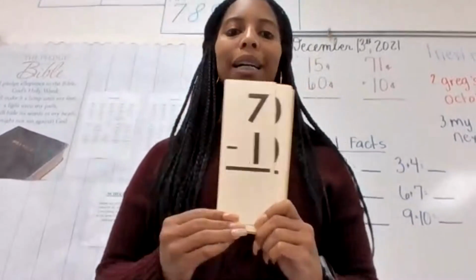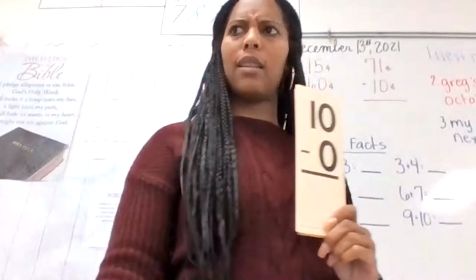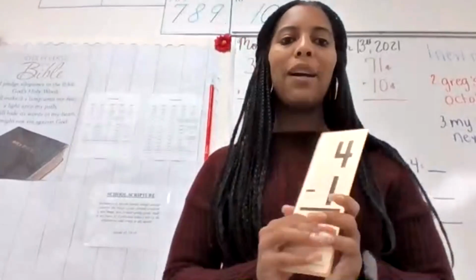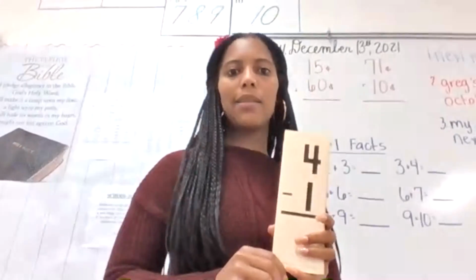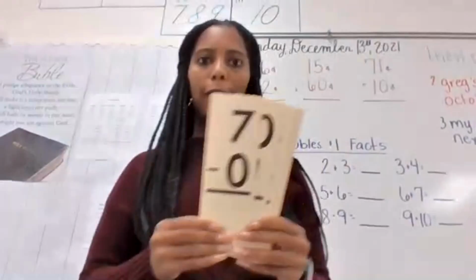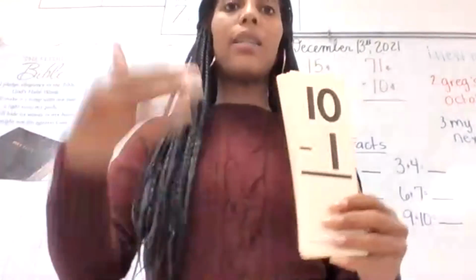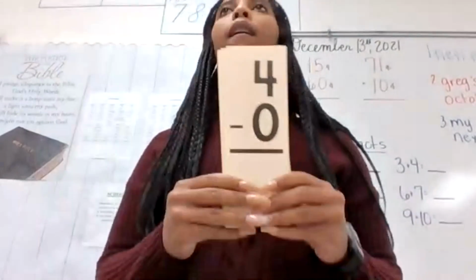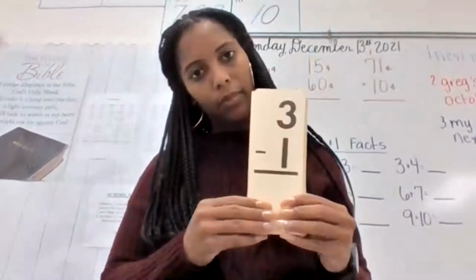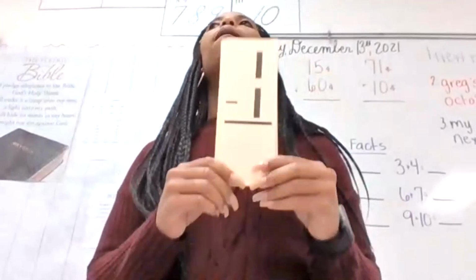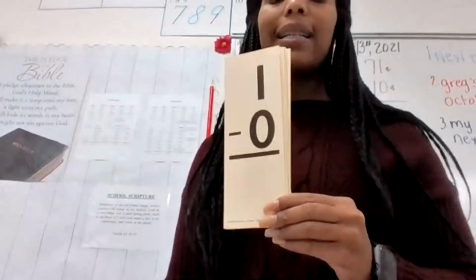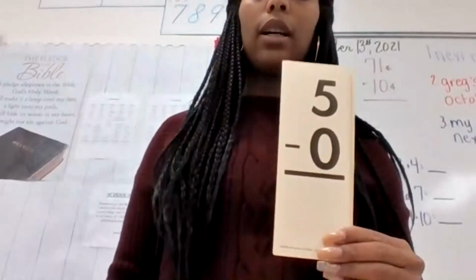7 minus 1 equals 6. 10 minus 0 equals 10. 4 minus 1 equals 3. 7 minus 0 equals 7. 10 minus 1 equals 9. 4 minus 0 equals 4. 3 minus 1 equals 2. 1 minus 1 equals 0. 1 minus 0 equals 1.